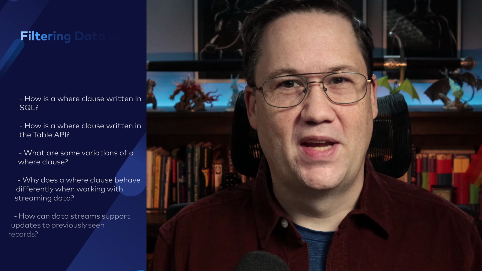One of the challenges I encounter when teaching Apache Flink is explaining how streaming data differs from a traditional database. The behavior of a where clause is a good example. I'd like to show you how to implement a where clause using the Flink table API and highlight some key differences in its behavior. Let me start by outlining how a where clause works in a traditional database.